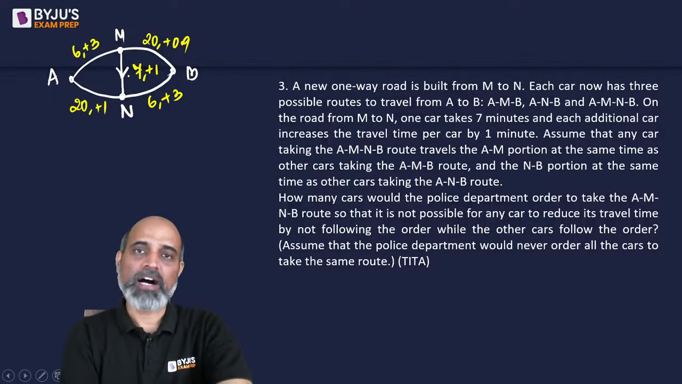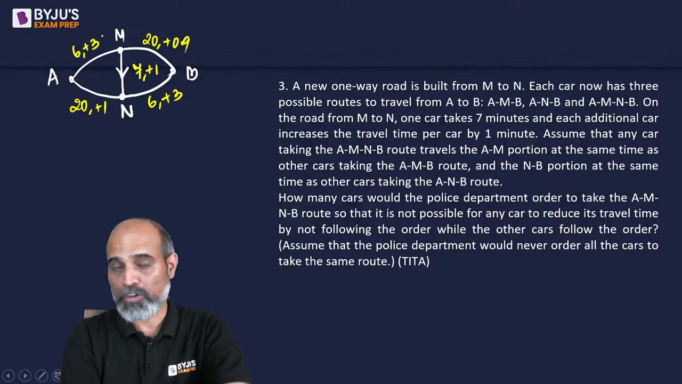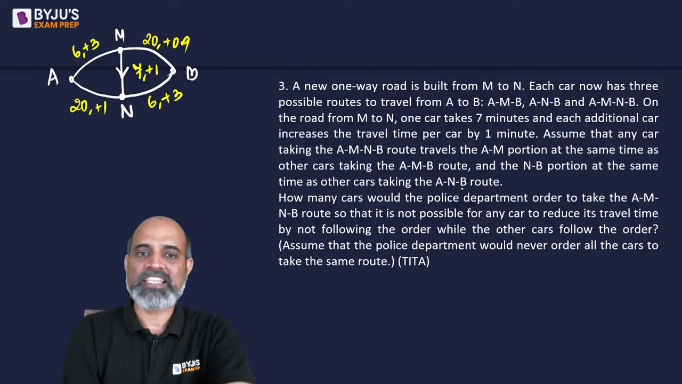So, the cars are moving parallelly. It doesn't happen that one of the cars will reach AM and then the other car will start from A. Okay. They all leave simultaneously. That's what the question is about. And the NB portion is at the same time as other cars take the A and B route. So by the time the cars reach N, the other cars will continue from here. Okay. So that's what this is about.